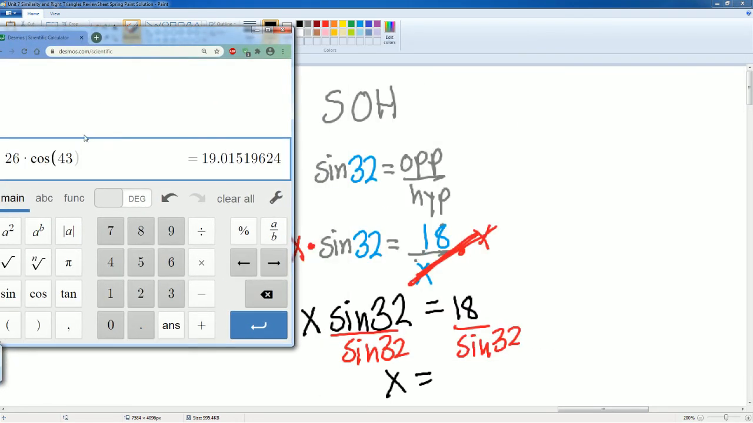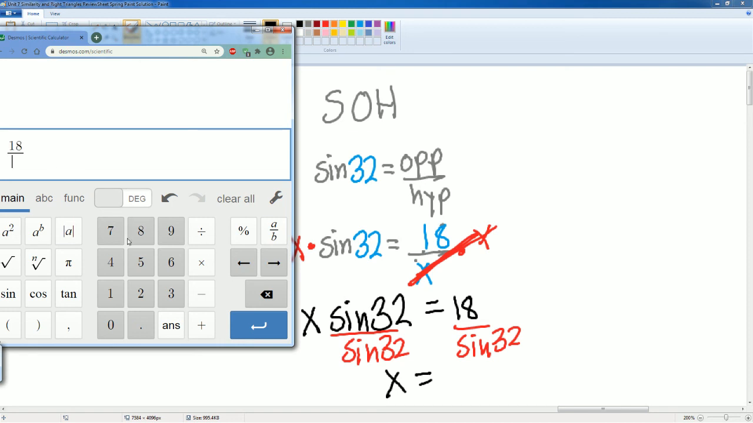So let's plug that into a calculator here. 18 divided by sine of 32. That gets you 33.96. Rounding it to the nearest tenth, that gets you 34.